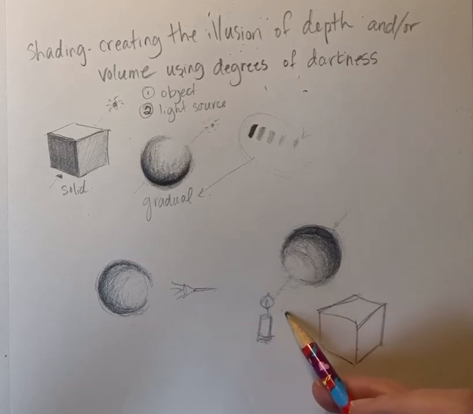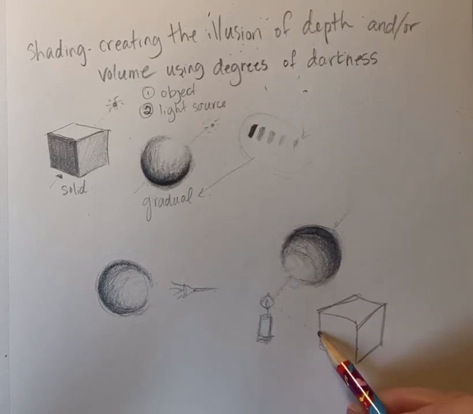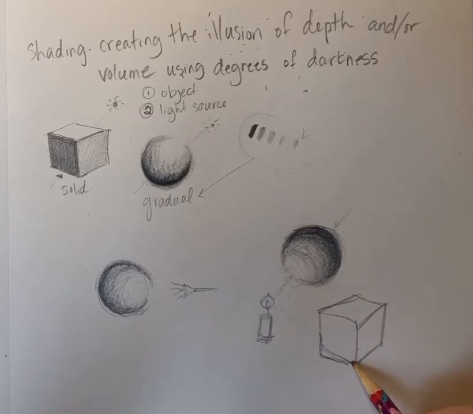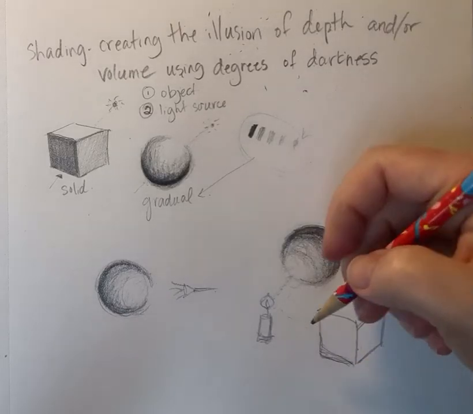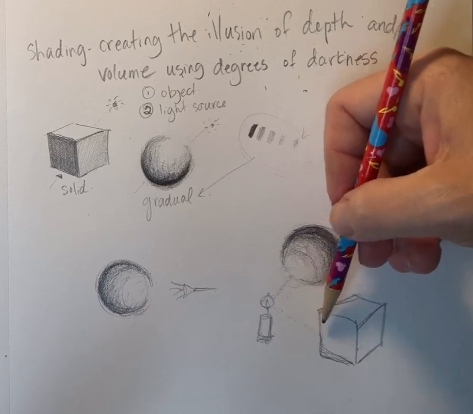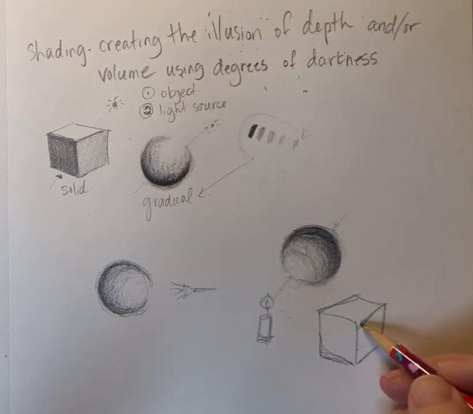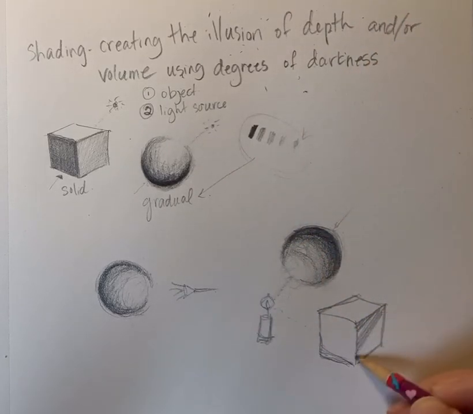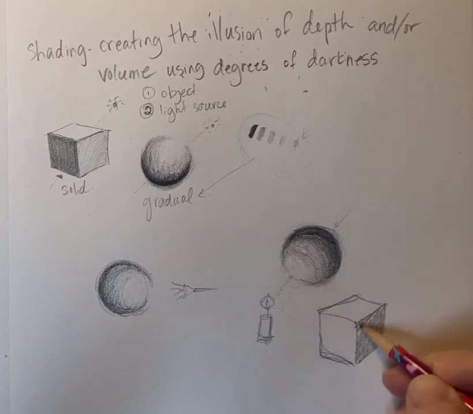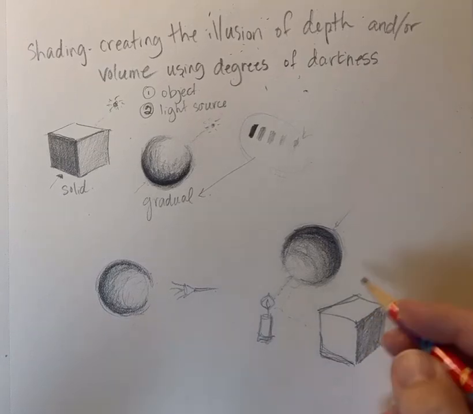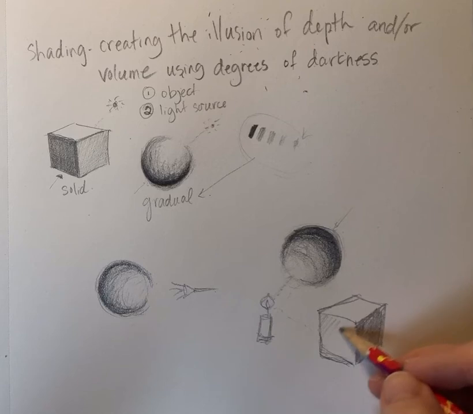Then remember, the ray is going to hit in different spots. So once again, this ray is going to hit the face or the plane that I can't see very well. So that makes this side the darkest. And this would have a little bit of shading on it.